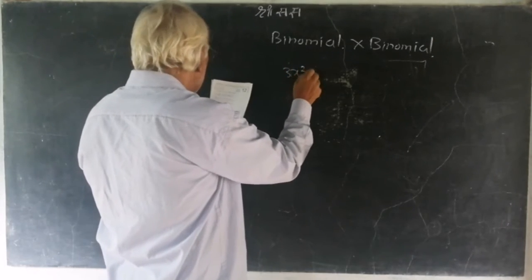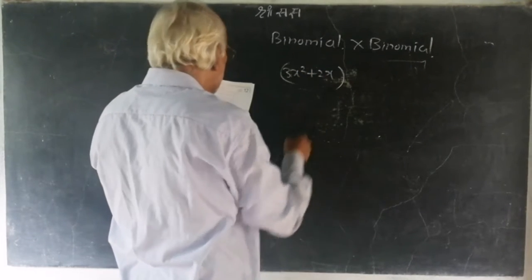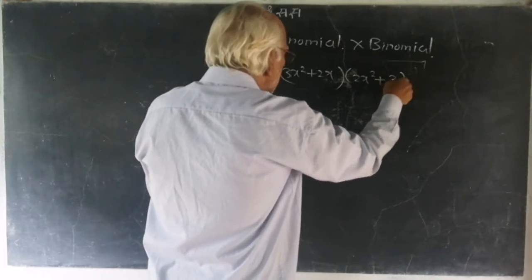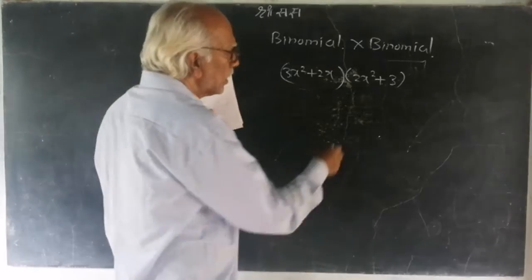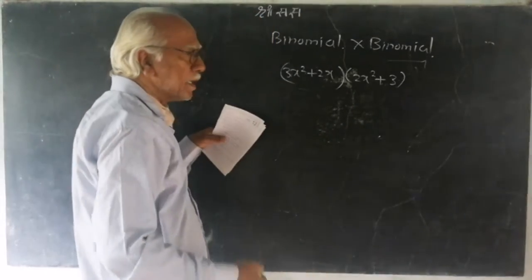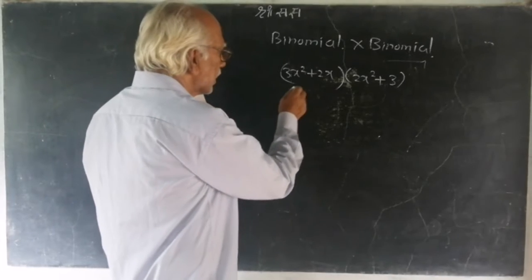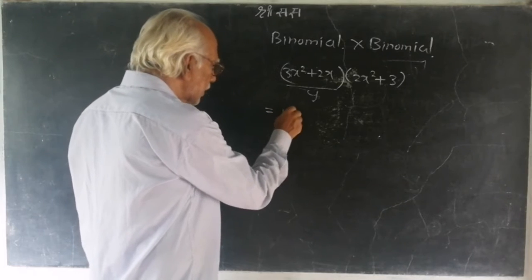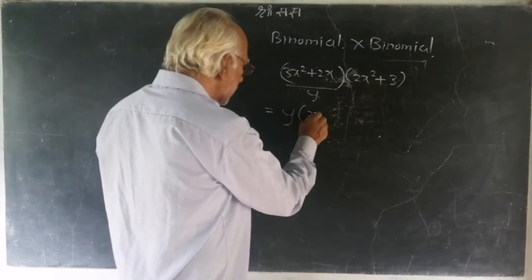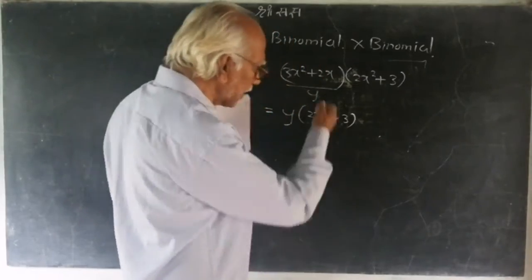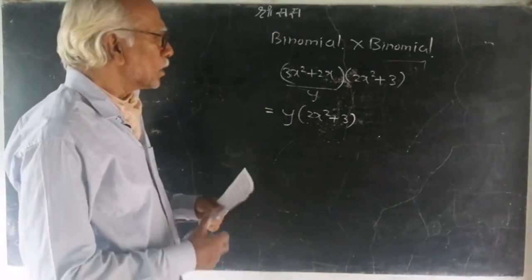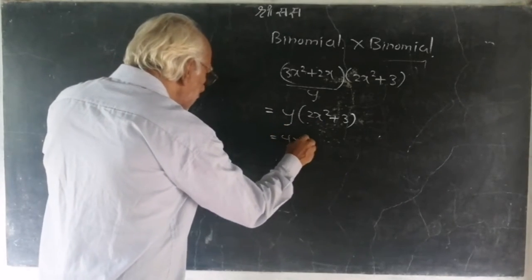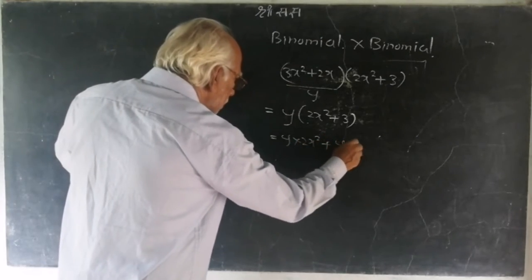3x square plus 2x into 2x square plus 3. So, I may go through detail. Let us consider one of the factors to be x or y. I will consider this factor to be y. If we write in this particular fashion, y into bracket 2x square plus 3, detailed convention. So here it is monomial into binomial. How will it be? y into 2x square plus y into 3.